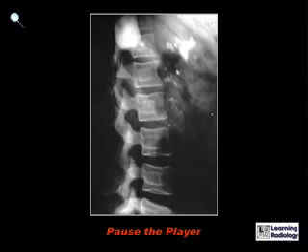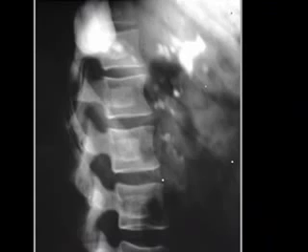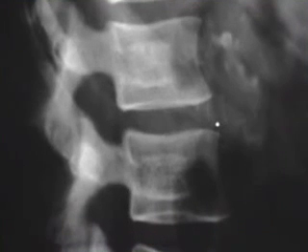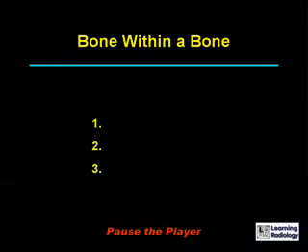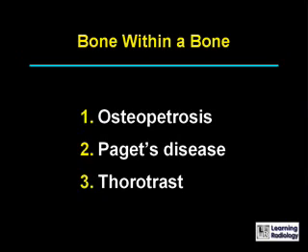Here is the next differential diagnosis. Pause the player. The differential diagnosis is for bone within a bone. There are 3 causes listed. Pause the player. 3 of the many causes of bone within a bone include osteopetrosis, Paget's disease, and prior Thorotrast administration.